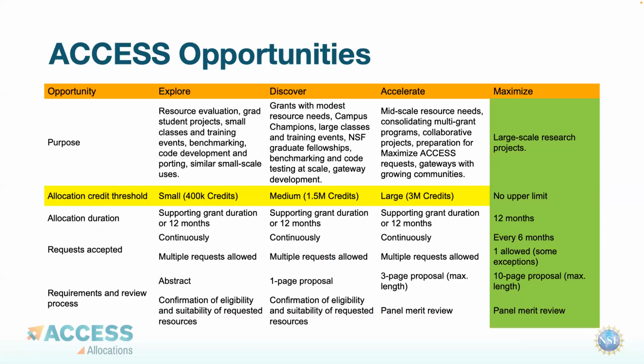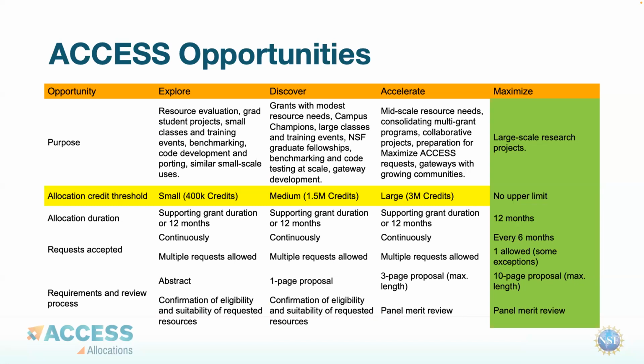Here you'll see a list of the different Access opportunities that are available. We're mostly going to focus on the far right, the green section of Maximize, but we do want to talk about the other opportunities: Explore, Discover, and Accelerate. These are smaller opportunities. They are awarded in credits. Explore at 400,000 credits, Discover at 1.5 million credits, and Accelerate up to 3 million credits. And then you can exchange those for the resource or resources that you would like to have.